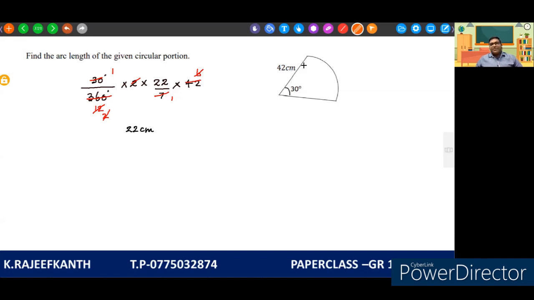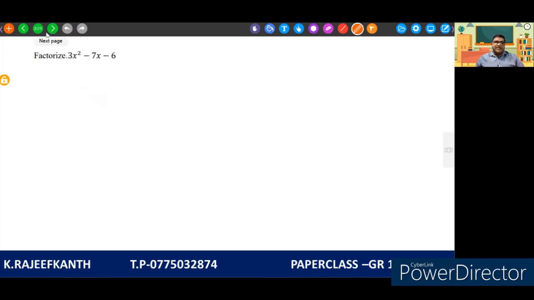If you want to find the perimeter of this sector, then we have to add here, this is 42, this is also 42. So we have to add this 84 to the arc length. But the question is to find the arc length, so no need to add these two radii, right? Next one.